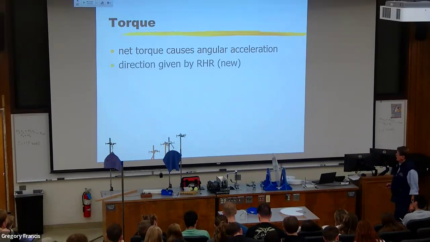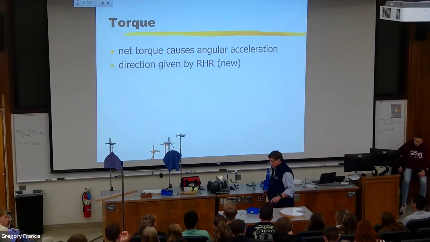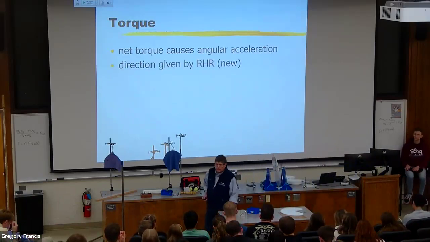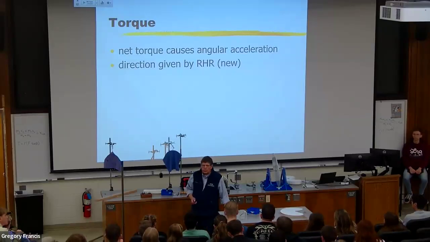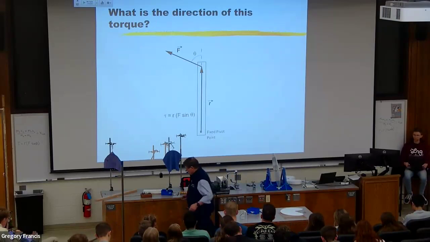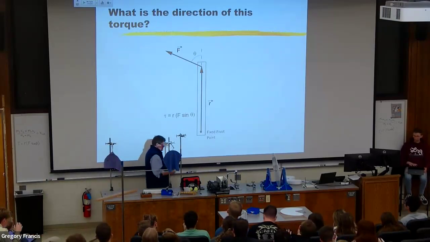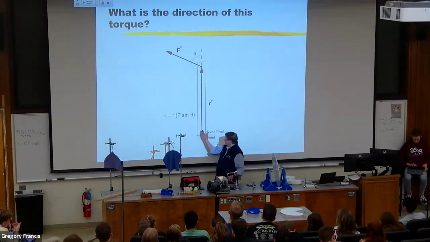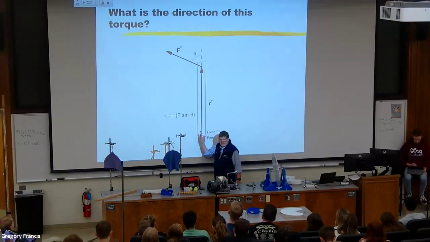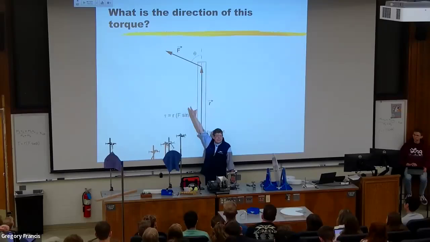What we find is that the direction of this torque, this new idea, is given by a new right-hand rule. When you get to your exam, you will have two, count them, two right-hand rules in your toolbox. Well, how do we do this right-hand rule? It turns out that torque is defined this way. You start with your right hand at the pivot point, and then you reach with your right hand out to where the force is applied.